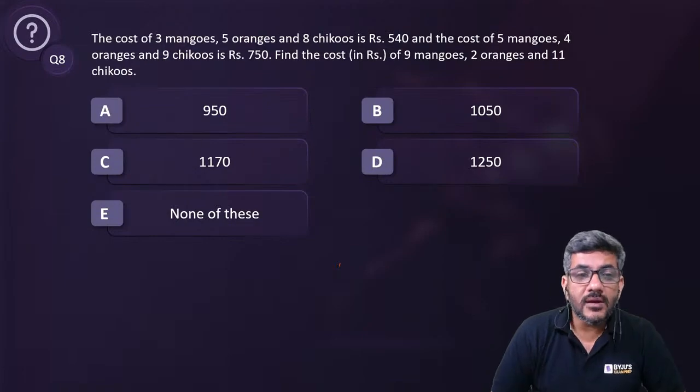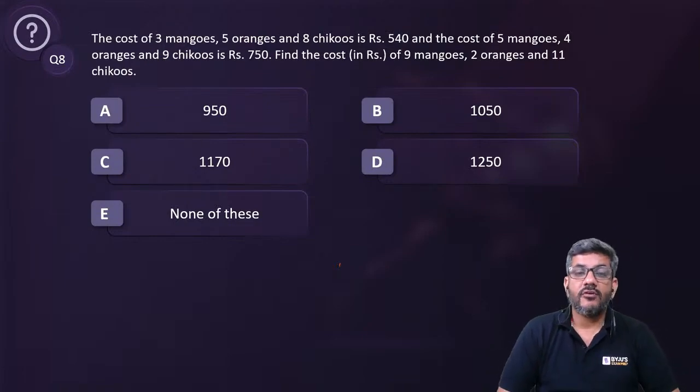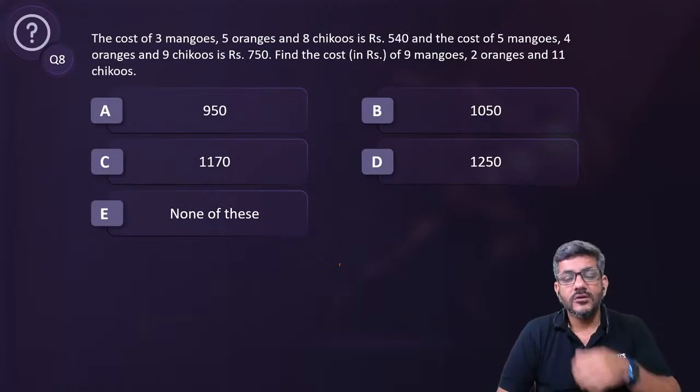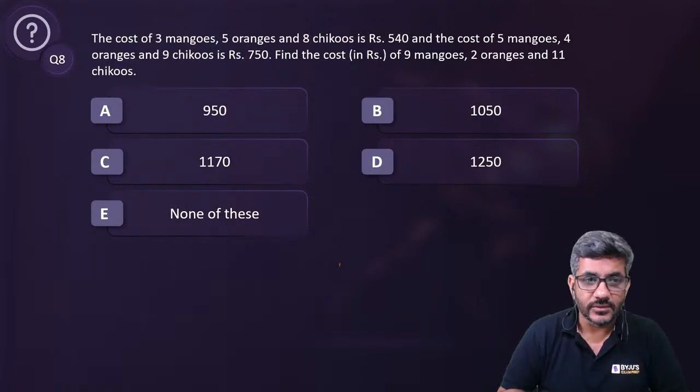The cost of 3 mangoes, 5 oranges and 8 chikus is 540, and the cost of 5 mangoes, 4 oranges and 9 chikus is 750. Find the cost of 9 mangoes, 2 oranges and 11 chikus.